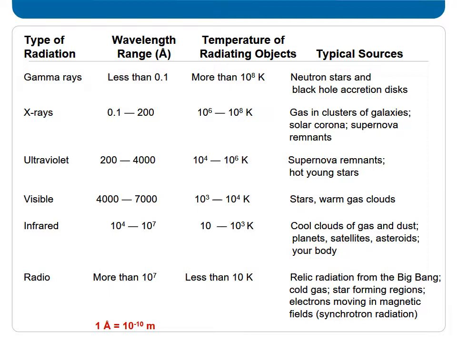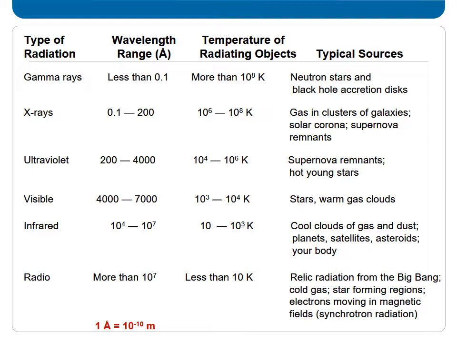Gamma rays are the most energetic and cause harm to life since they damage cells and make mutations occur and even cell death. The atmosphere absorbs cosmic rays and X-rays, so these have to be measured from telescopes on satellites. Since they have the highest frequencies, they have the shortest wavelengths. They're on the order of the size of the nucleus. They are produced by neutron stars, black hole accretion disks, and superhot solar corona and supernova remnants.